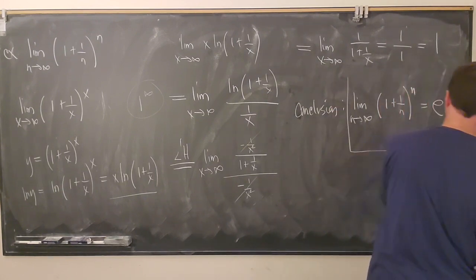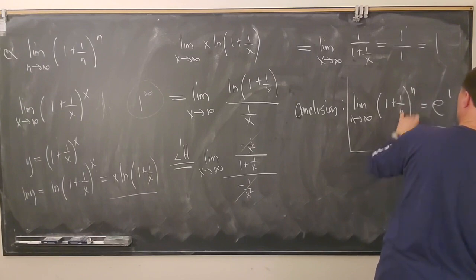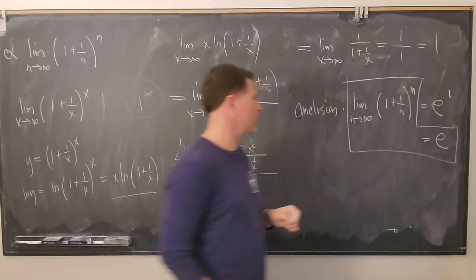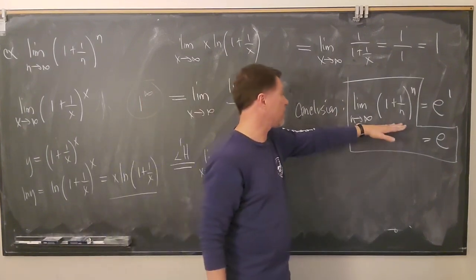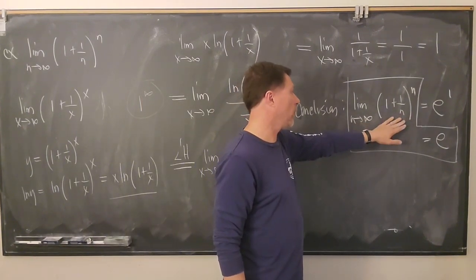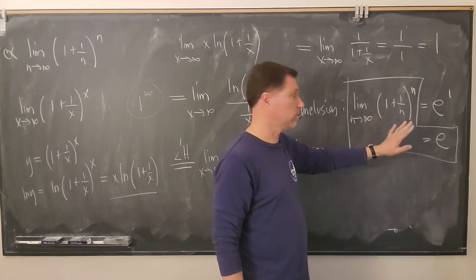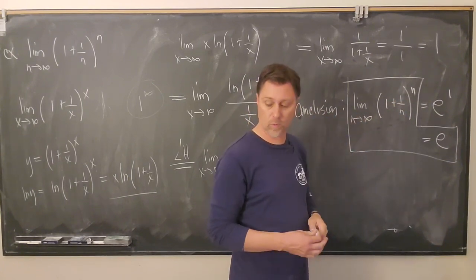So this is a well-known fact that we're going to need. This is one that you should essentially memorize, and you should definitely know how to compute it. The limit as n goes to infinity of (1 plus 1 over n) raised to the n is equal to e.